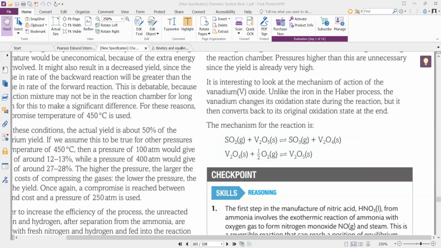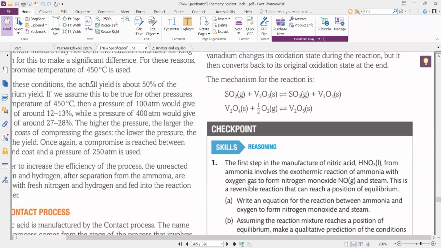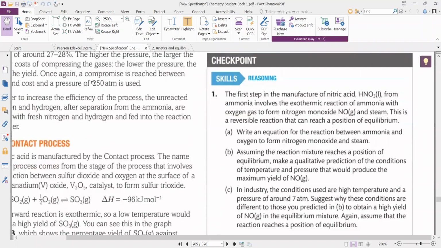And then let's go for the checkpoint one. The last two checkpoints, and then we are done.